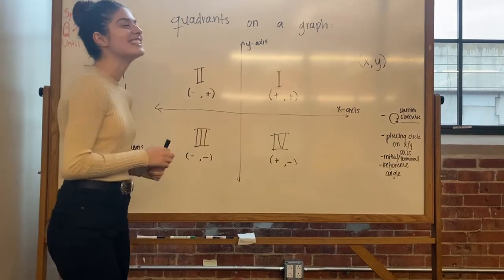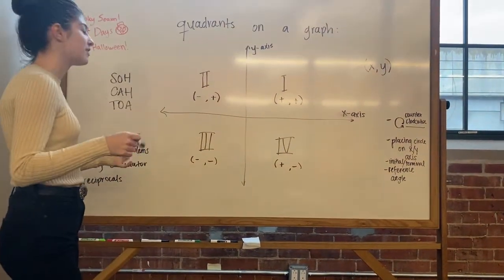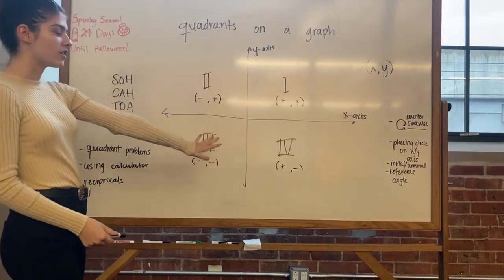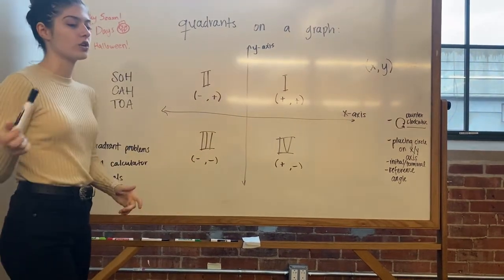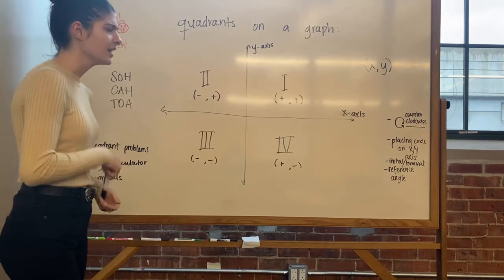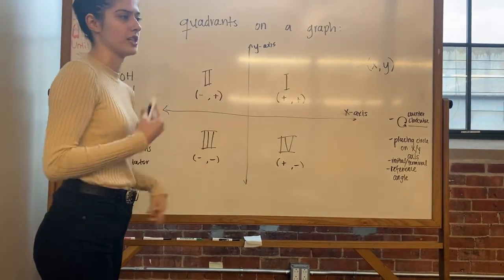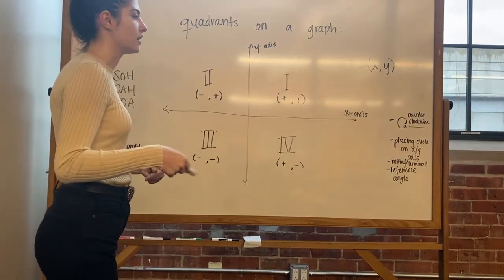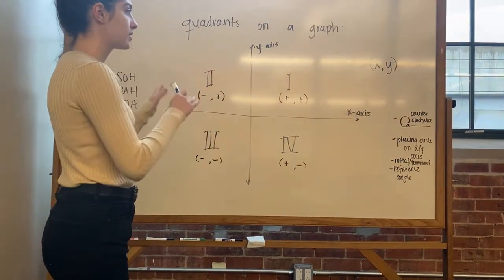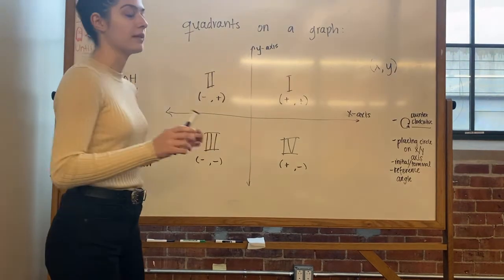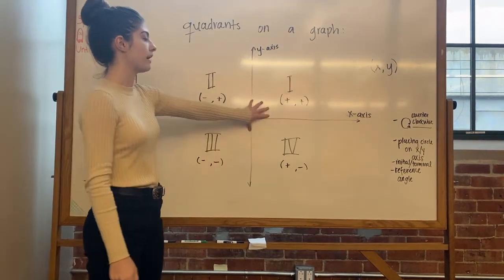Anyway, today we're going to be going over some quadrant problems. That's why I have a graph drawn out here. We're going to go over how to use the calculator properly, and then we're also going to go over reciprocals. Again, these are some things that I felt like after the assessment, we just needed to look at again. I have a lot scribbled on the board, but it's okay. The main thing I want you to focus on right now is this graph.